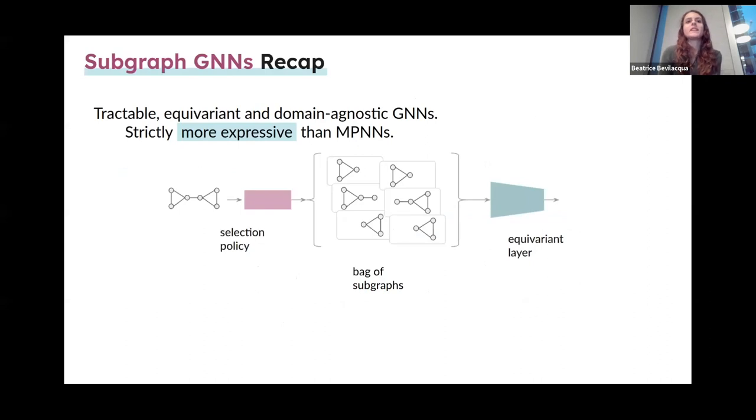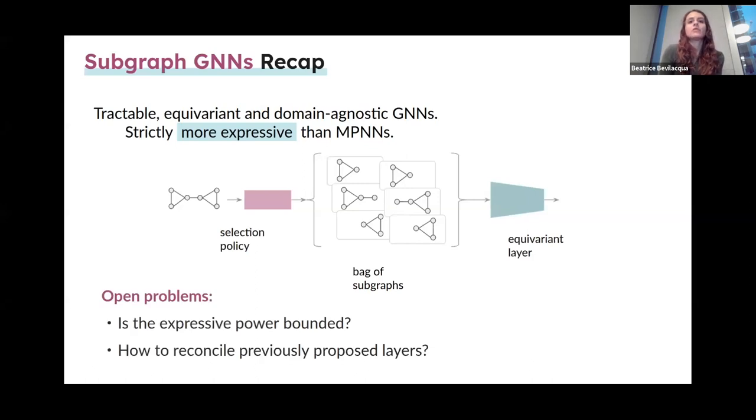So to recap, we have seen different methods that belong to this family. They are all tractable, equivariant, and domain agnostic GNNs, which have the advantage of being strictly more expressive than message passing neural networks. However, no upper bound on their expressive power is currently known. And it is also not clear whether their layer differences can be reconciled under a common framework. Indeed, we have seen different methods, and it doesn't seem there exists a method that is capable of subsuming all the others. They are all very similar, but they feature slightly different encoders.